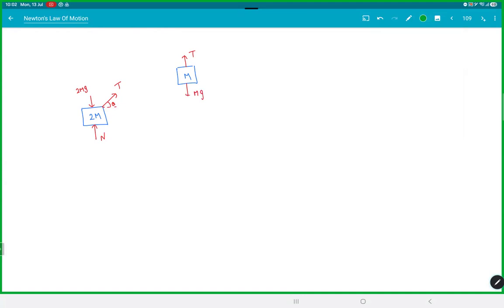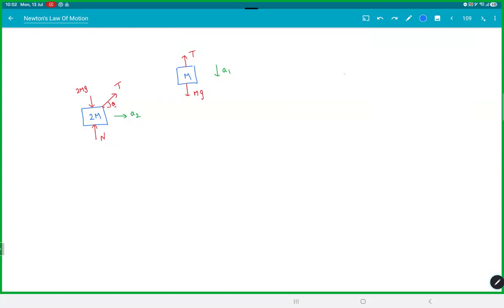Step 2, assign accelerations. Let this go with a1. Let this go with a2. Most common mistake I have seen people doing. For some reason, they think this block is at rest, and they take T is equal to mg. Sometimes it happens. So this is step 2.